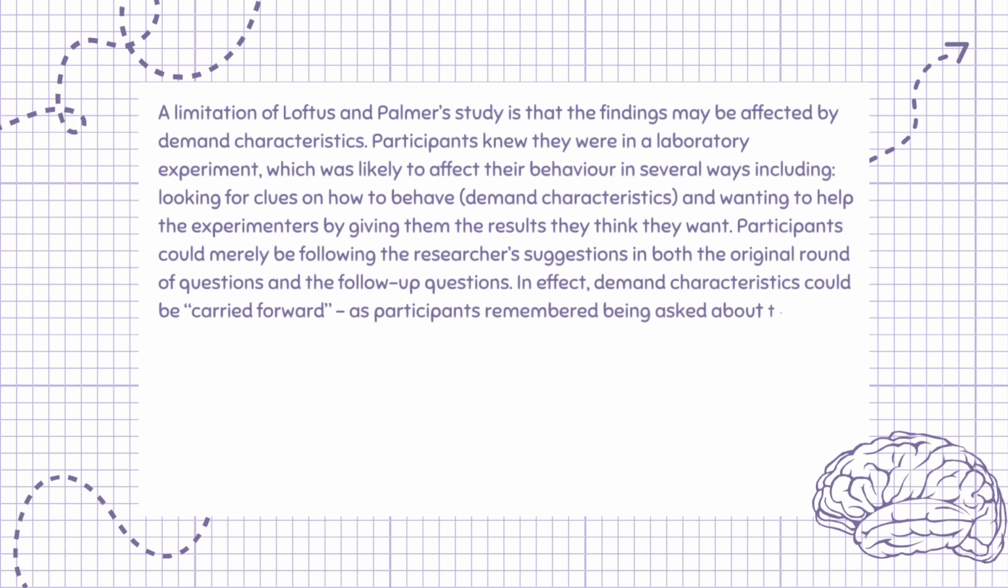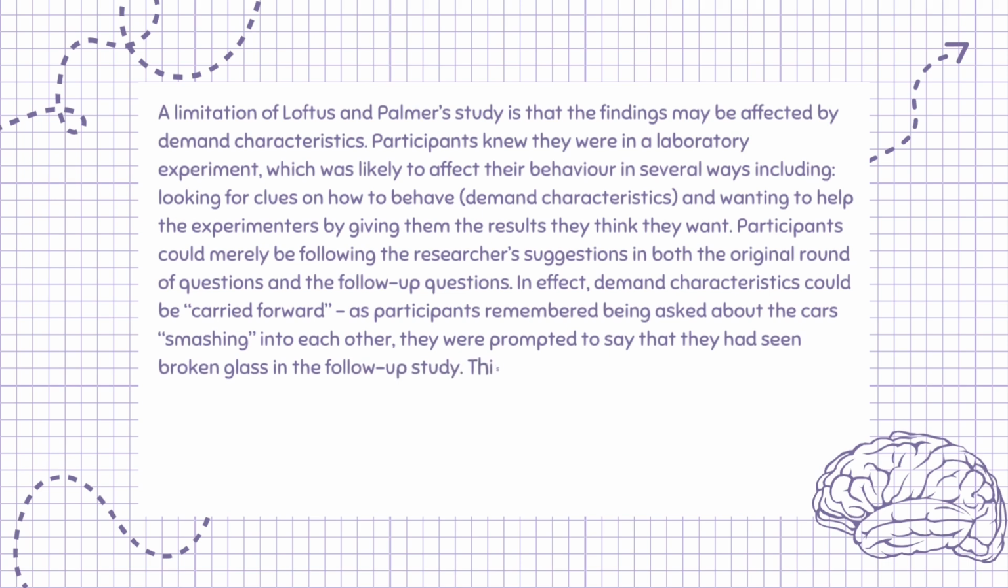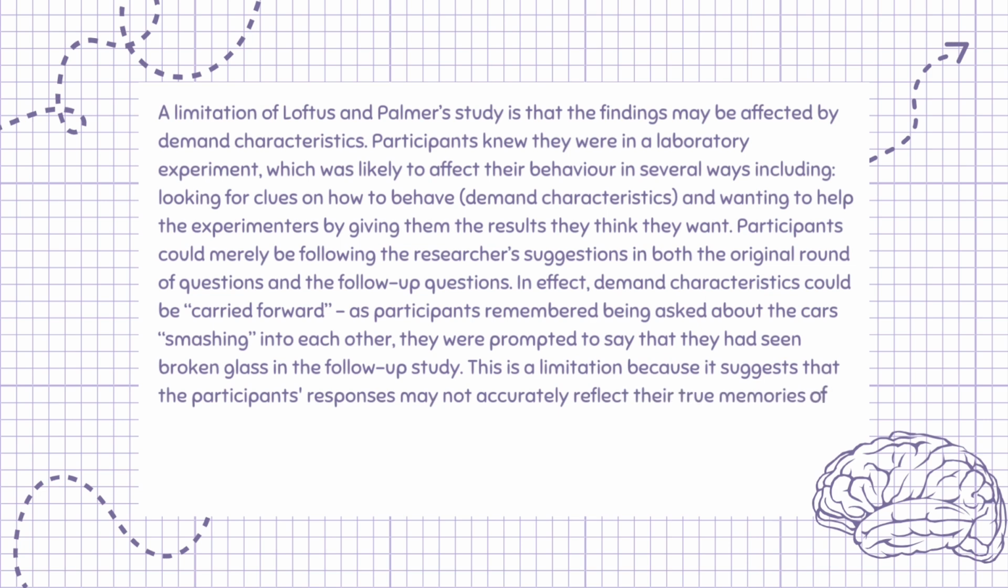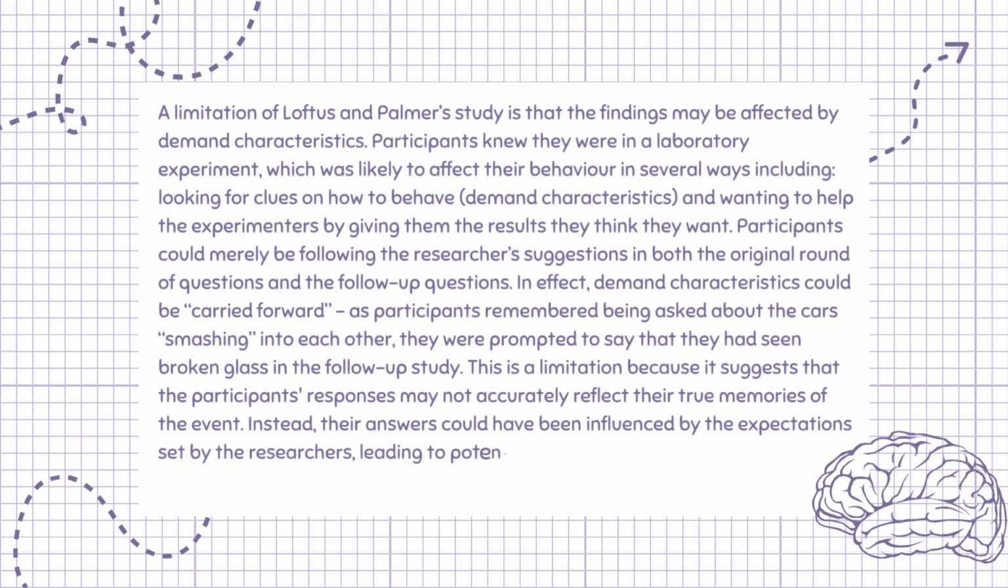As participants remembered being asked about the cars smashing into each other, they were prompted to say that they had seen broken glass in the follow-up study. This is a limitation because it suggests that the participants' responses may not accurately reflect their true memories of the event. Instead, their answers could have been influenced by the expectations set by the researchers, leading to potential inaccuracies in the data collected regarding eyewitness testimony.